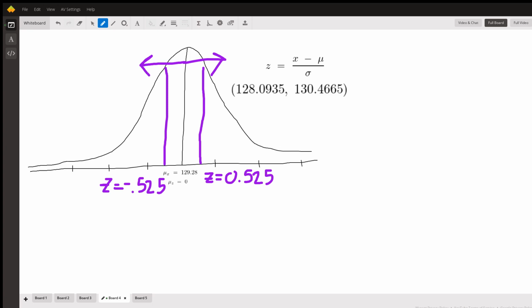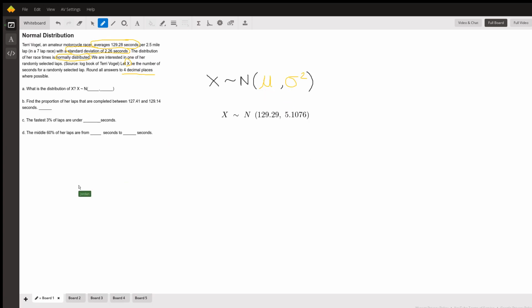So this is going to be your answer for that fourth question of blank seconds to blank seconds.